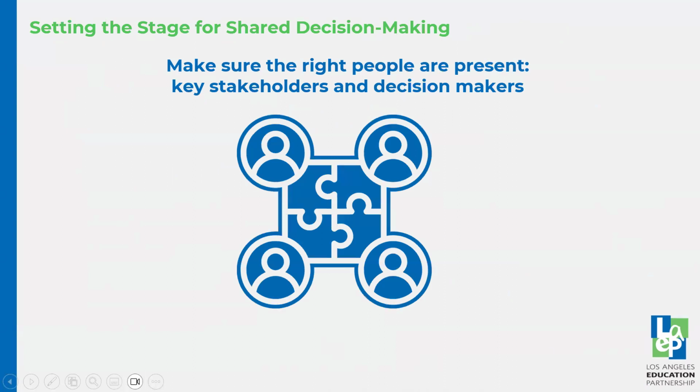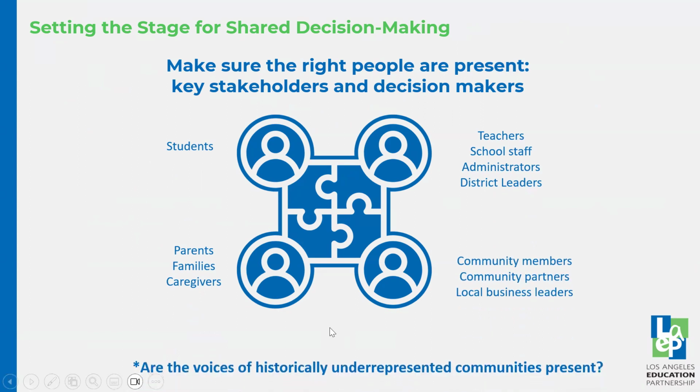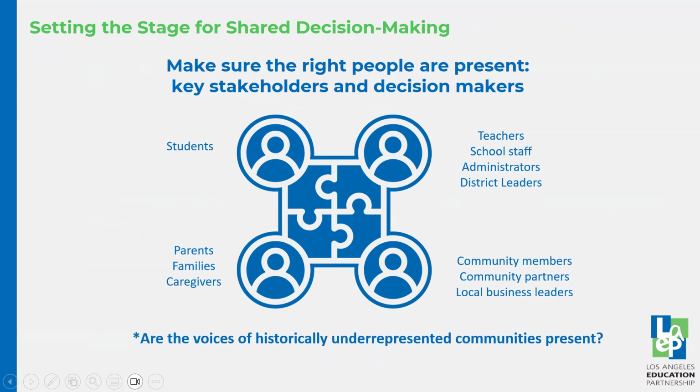When we talk about making sure the right people are present, we're talking about representatives from your key stakeholder groups, including students, your school staff, teachers, admin, district leaders, parents, families, and caregivers, and community members, community partners, and local business leaders. You also need to consider if the voices of historically underrepresented communities are present in these spaces.